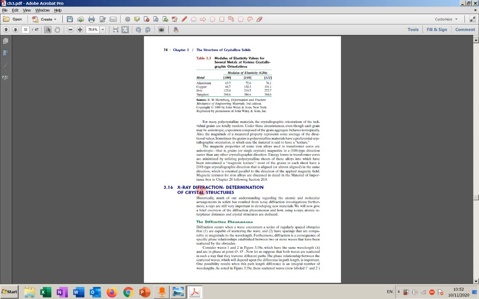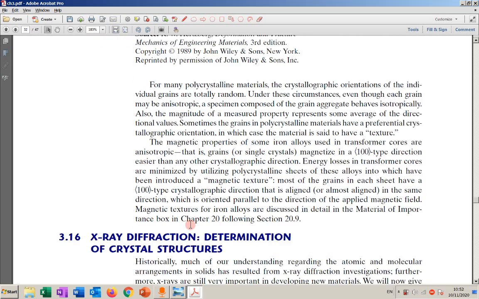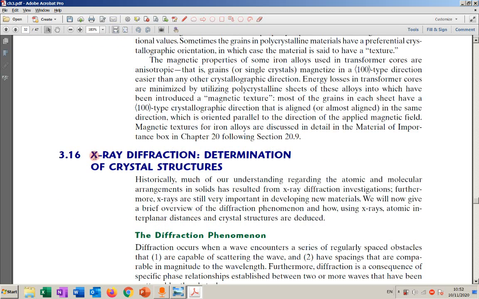So in the next video, we're going to explain X-ray diffraction: how do we know if there is a crystal structure, how do we know the crystal planes, and much more information with this technique we call X-ray diffraction.